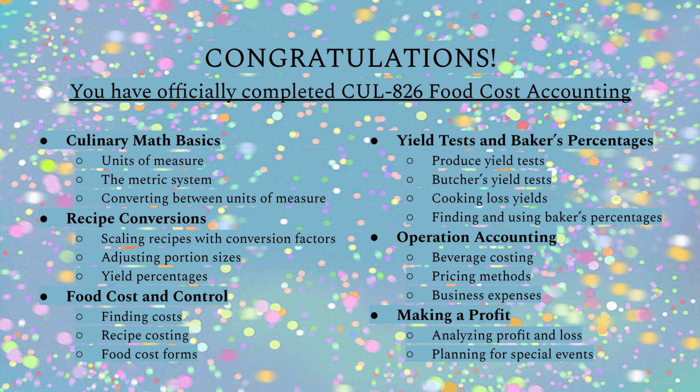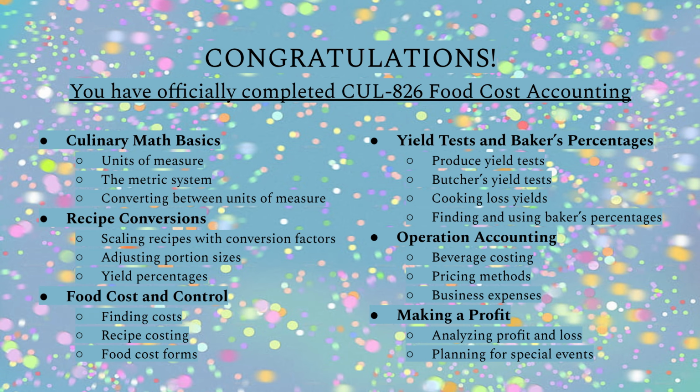Then we took that information from those first 2 weeks and jumped into food cost and control. We learned all the different costs. We learned how to apply those costs to recipes. And then we worked in our spreadsheets or the food cost forms. Then we continued learning about yield tests and baker's percentages. We conducted some of the yield tests in person, which was super fun. You guys worked on a butcher's yield test worksheet. We discussed cooking loss yields, and you guys practiced a lot with using baker's percentages.